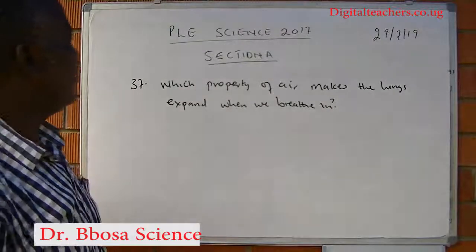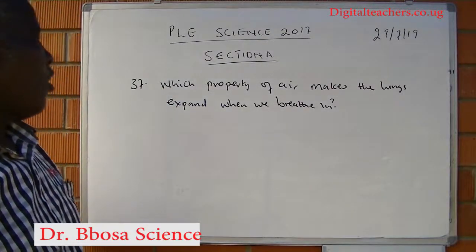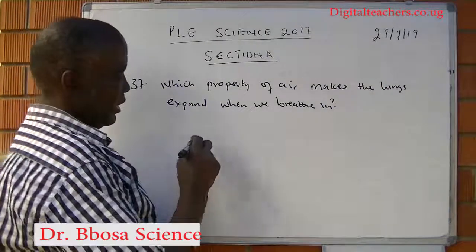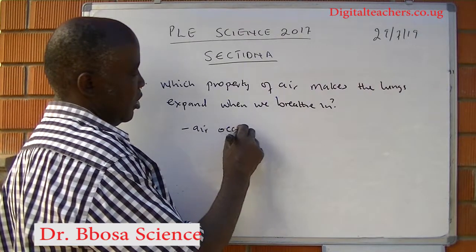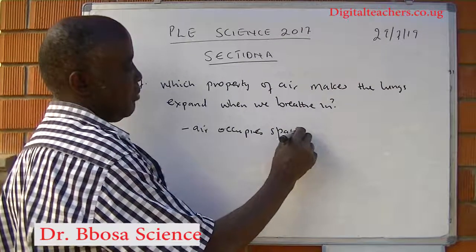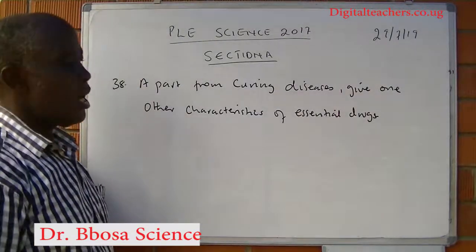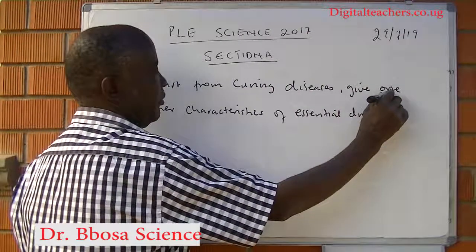Number 37. Which property of air makes lungs expand when we breathe in? Air occupies space.